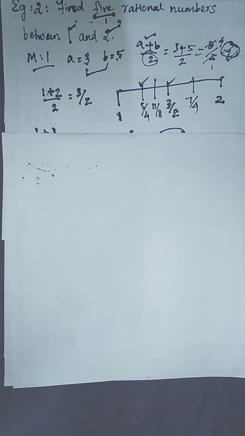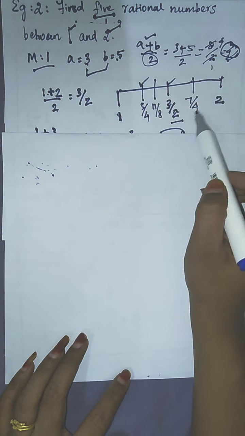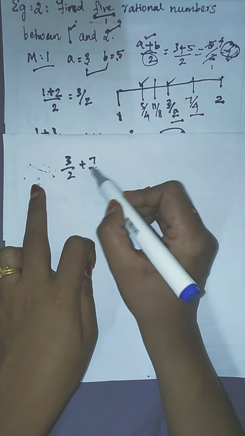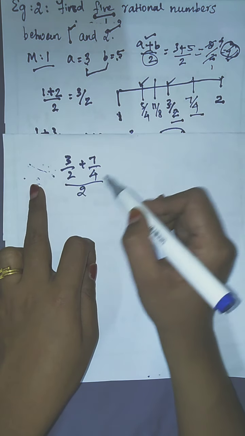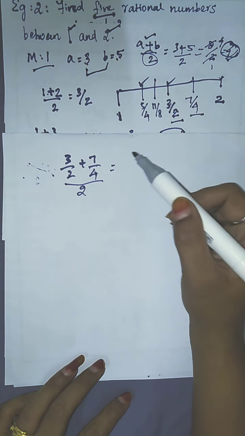Then use another 2 numbers to find another value. So I am just going to use 3 by 2 and 7 by 4. So 3 by 2 plus 7 divided by 4, divided by 2. Here we have to take the LCM. We know the LCM value is 4.